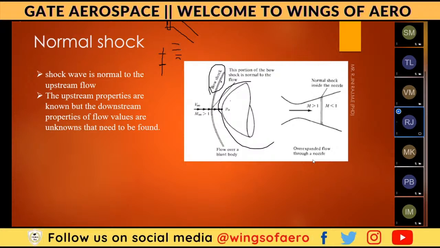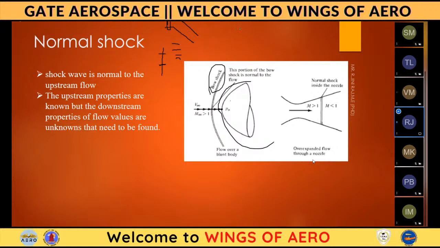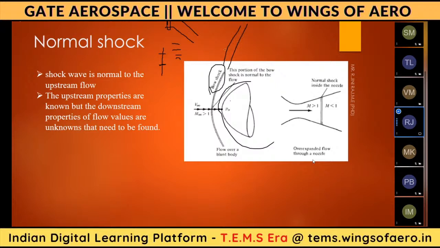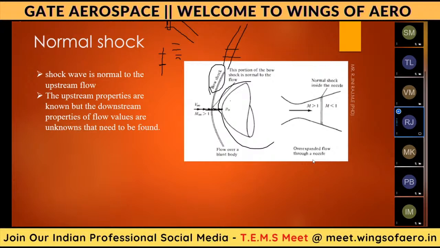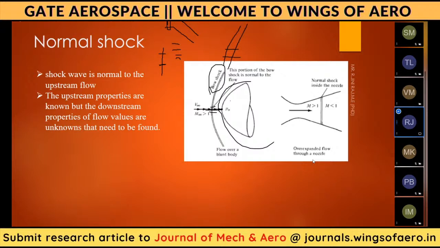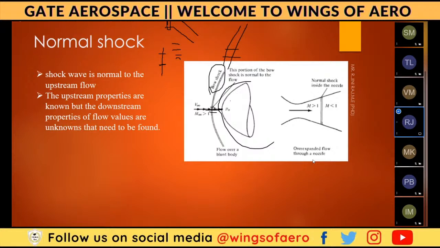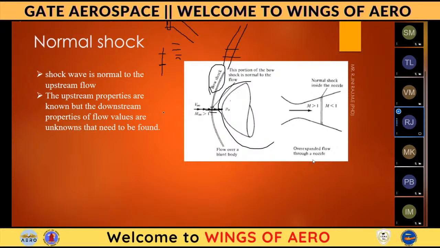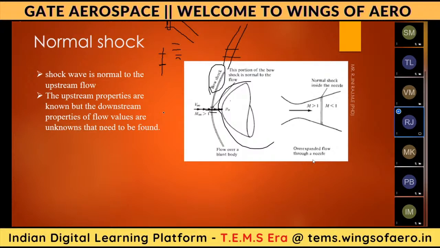So in the bow shock also, consider this bow shock as a stream tube. In this region I am taking a small area, in the flow direction. If we see that small area, the shock is perpendicular to the flow direction. If a shock is perpendicular to the flow direction, it is called a normal shock. That means the angle between the shock and the flow direction is 90 degrees. If it is 90 degrees, then it is called a normal shock. Okay.